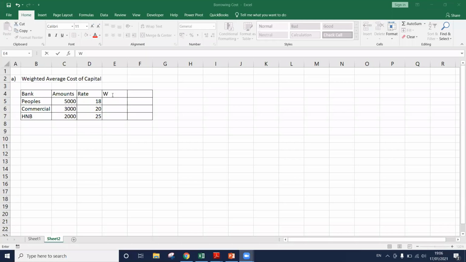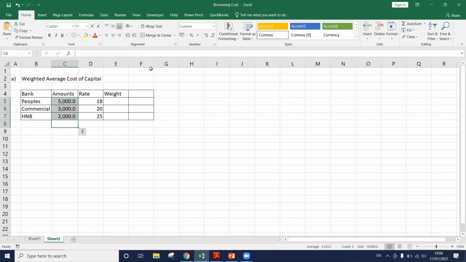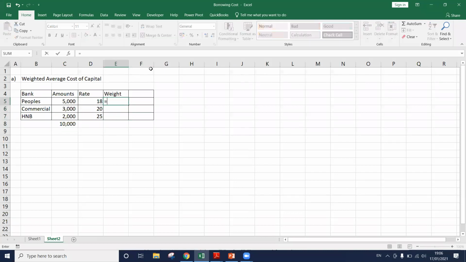So these are the information that we need to calculate the weight, right? We need to assign a weight for these three figures. How can we assign the weight? What is the total loan amount we have obtained? We got the total loan amount here. It is 10 million. Now, out of 10 million, 5 million is from People's Bank.